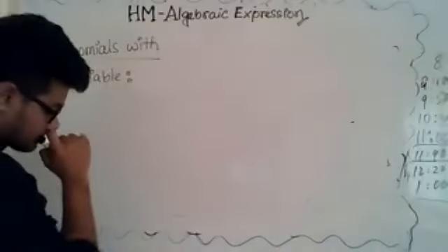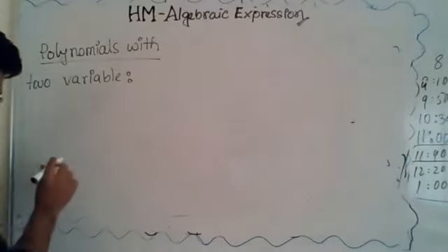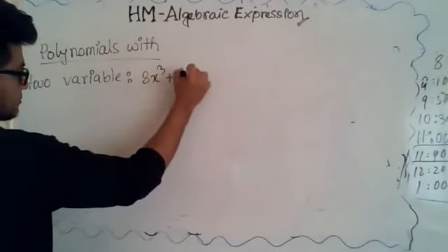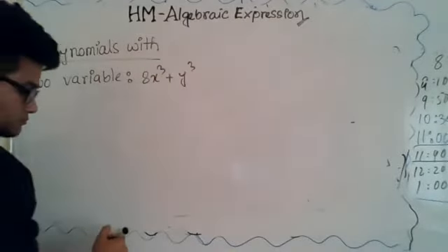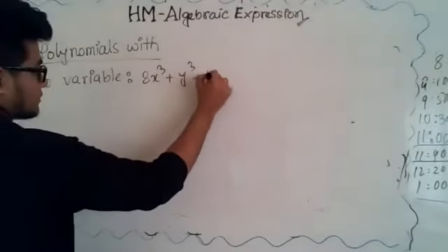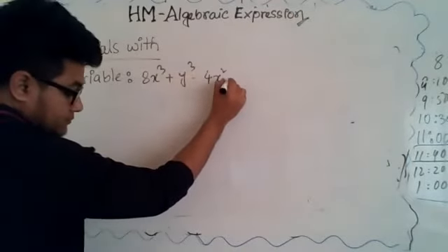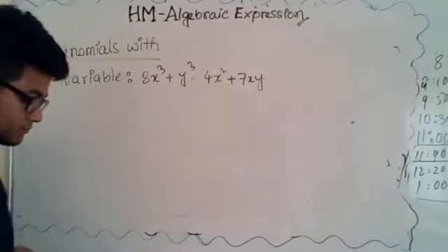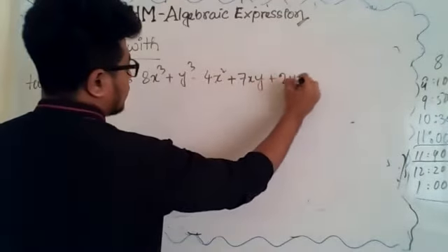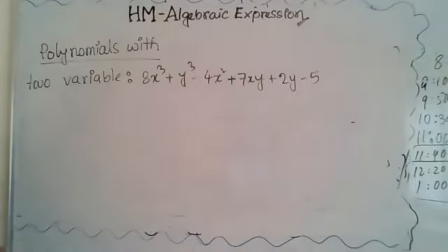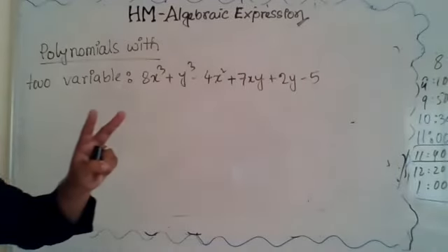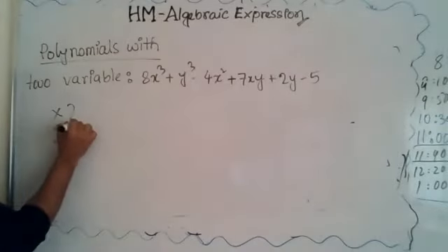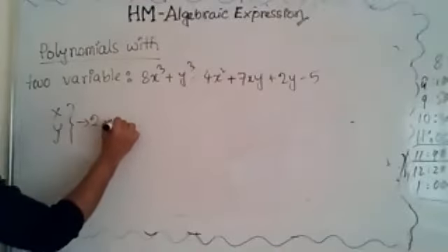Two variables. If I write an example, it might look like this: 8x cubed plus y cubed minus 4x squared plus 7xy plus 2y minus 5. Now, as you can see, there are 2 variables, right? One is x, another one is y. 2 variables.